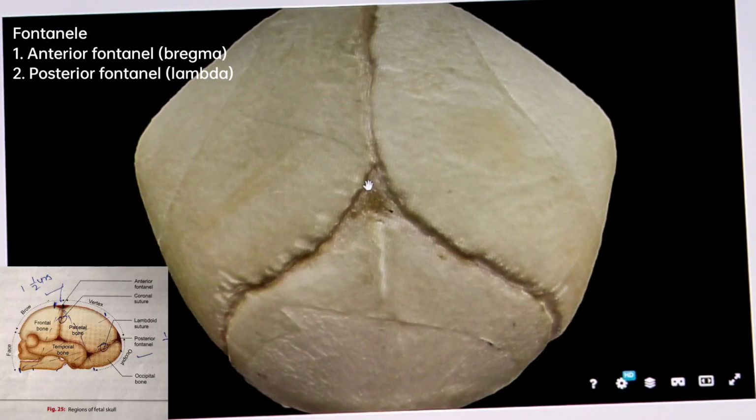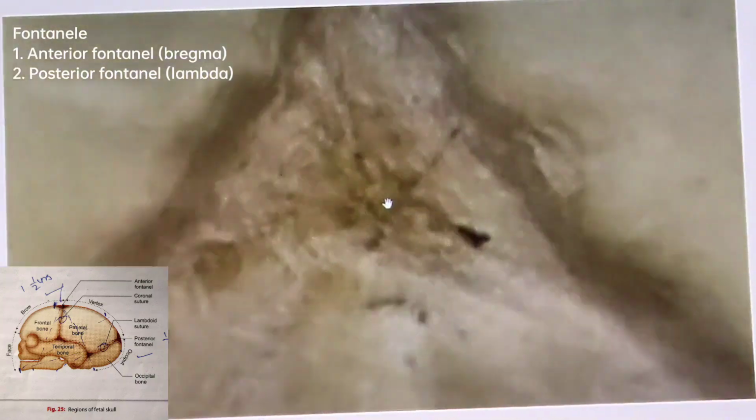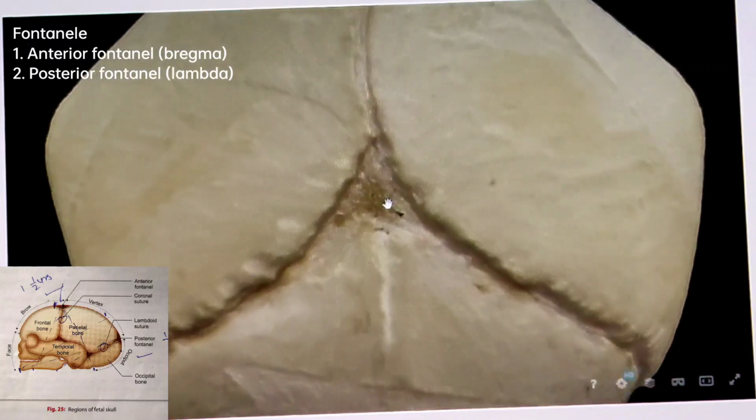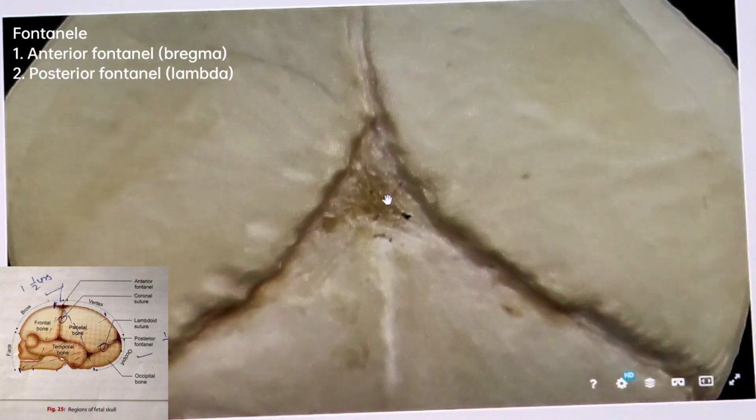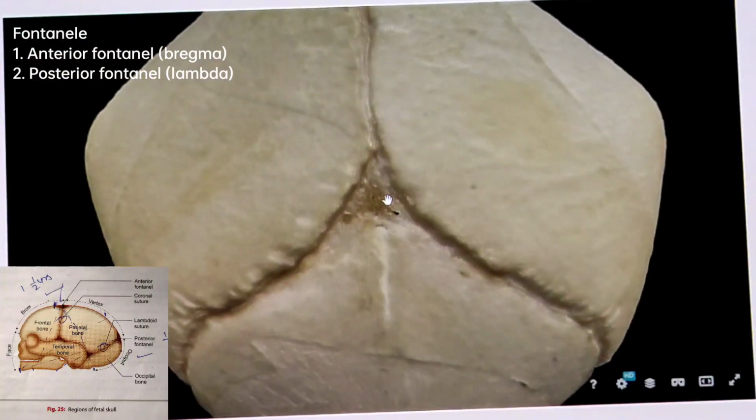It is membranous after the birth and helps in accommodating marked brain growth. After the birth, these fontanelles are membranous, not hard, and this helps to accommodate the brain growth.